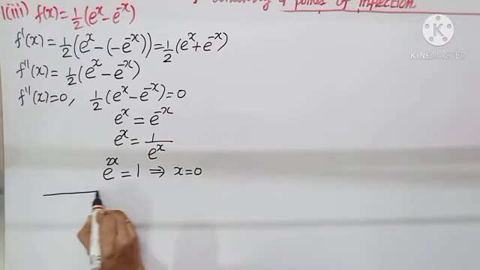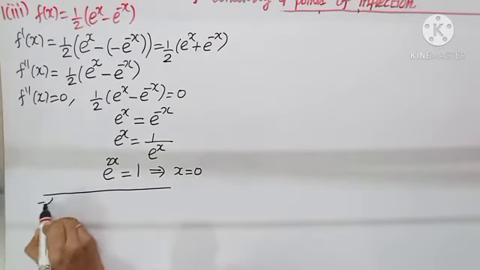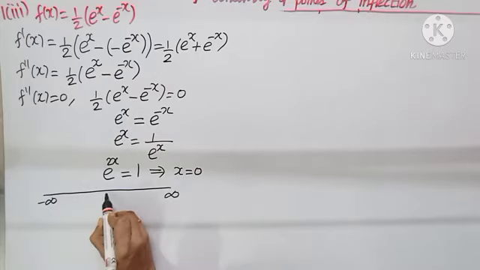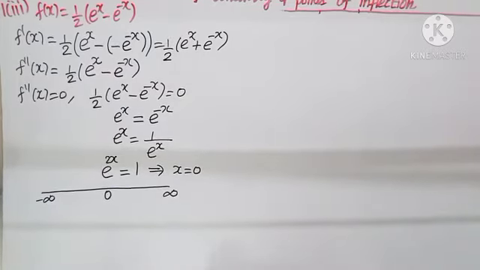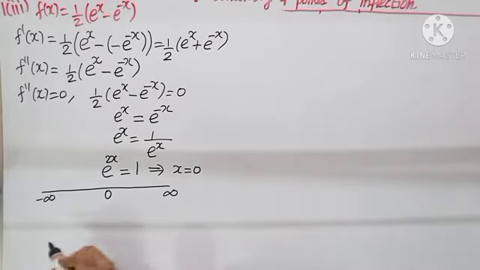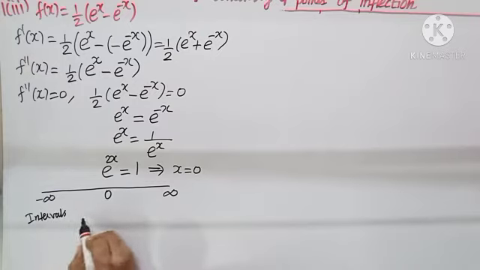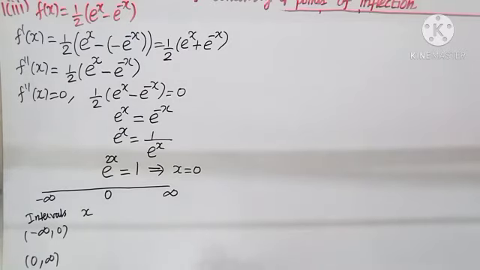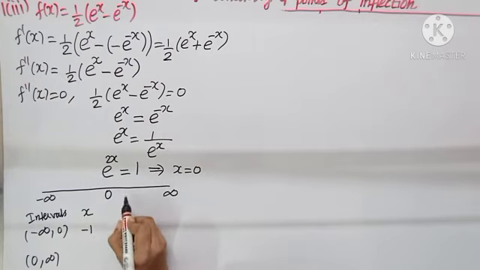Divide the number line. Minus infinity to plus infinity. In the middle we have 0. How many intervals do we have? 2 intervals. What are the 2 intervals? Minus infinity to 0, 0 to infinity. Find out some x value. Before x is 0 I can put minus 1. After 0 I can put plus 1.